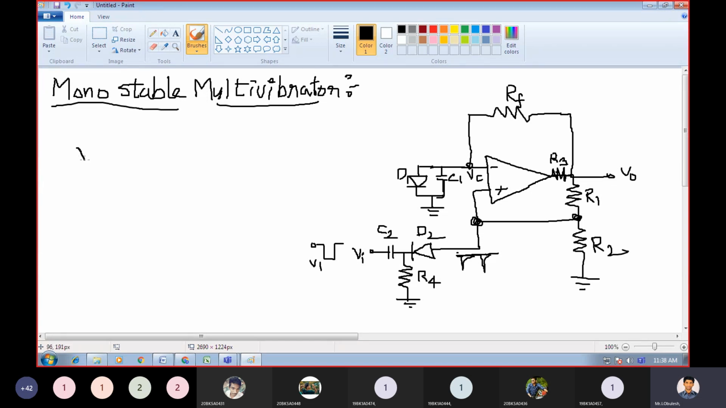The voltage V0 value is equal to positive V saturation into R2 by R1 plus R2.